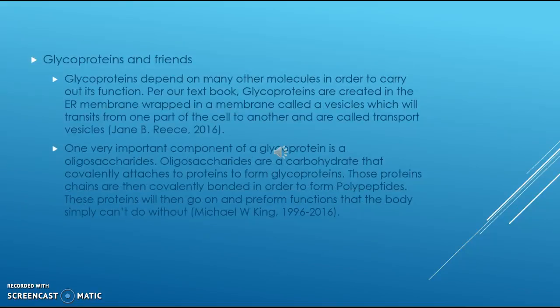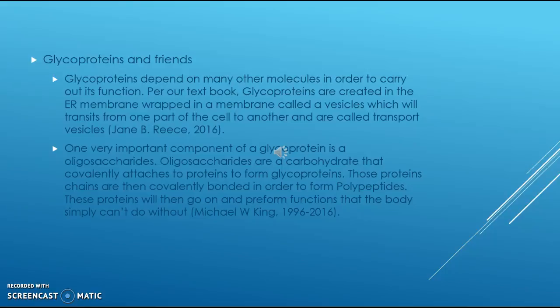Glycoproteins are also important molecules. There are a lot of different molecules involved within glycoproteins, and in order to carry out some of their functions, they're needed, of course. So per our textbook, glycoproteins are created in the ER membrane. They're wrapped in a membrane called a vesicle, which will transit from one part of the cell to another.